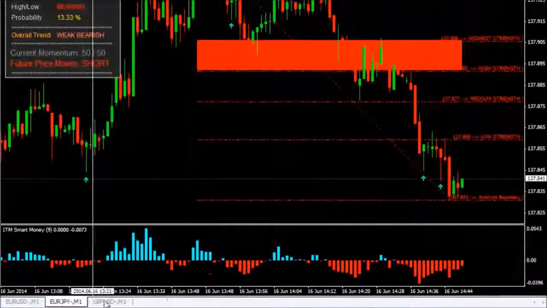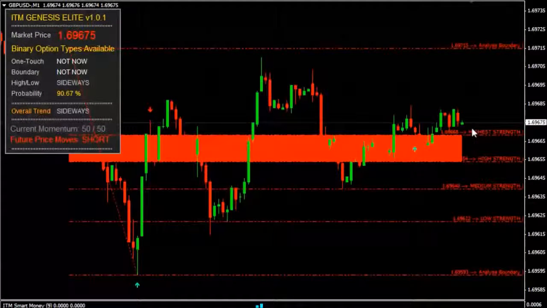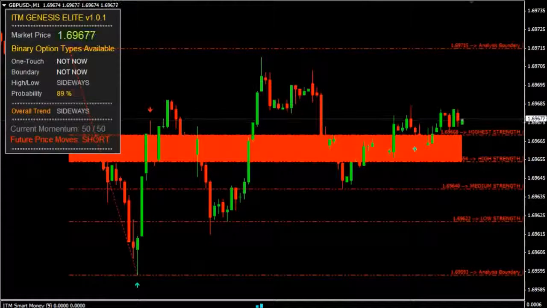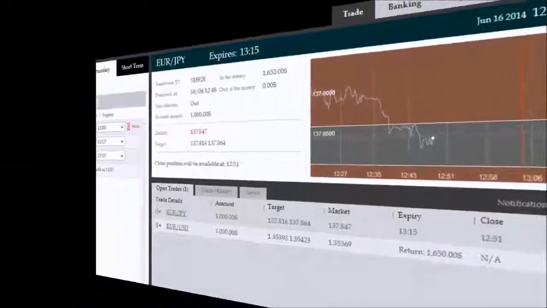The GBP USD is what we'll focus on next. Looks pretty flat, doesn't look like we have any opportunities. Definitely don't have a boundary option opportunity, so stay tuned and we'll come back to you shortly just before expiry.